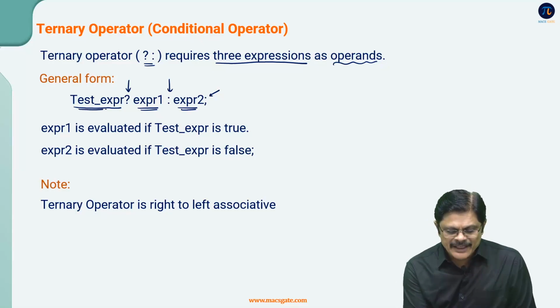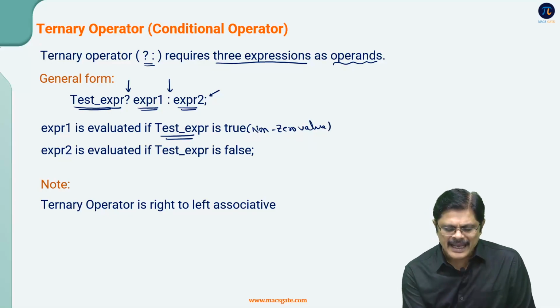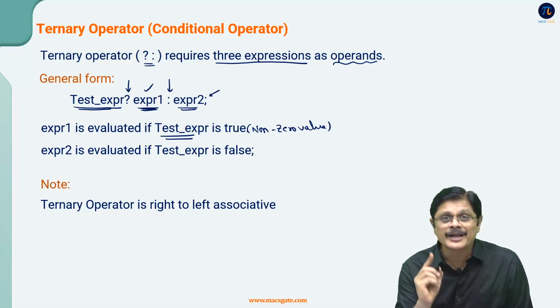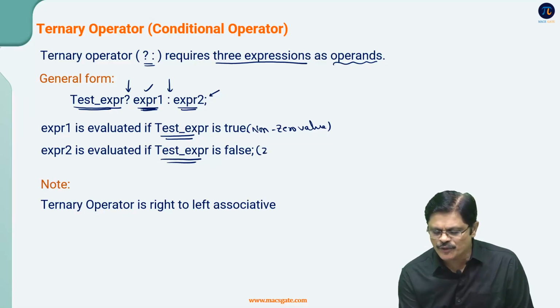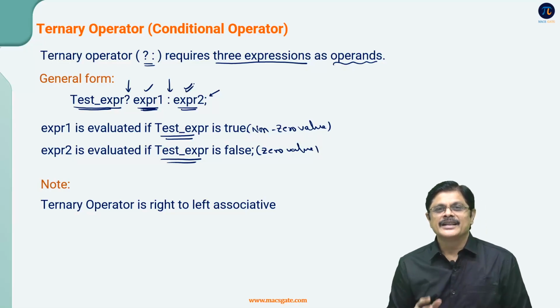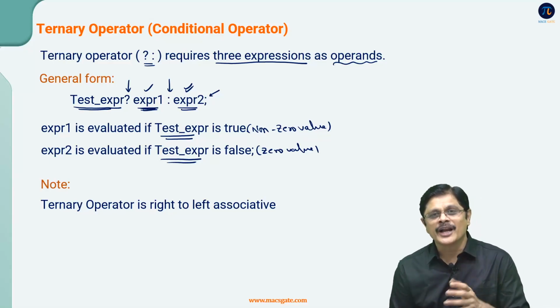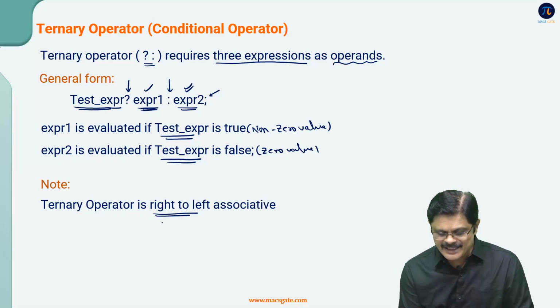Dear friends, if the test expression is true, a non-zero value, then expression 1 is evaluated. True or non-zero value. And if the test expression is false, that is, zero value, then expression 2 is evaluated. That is, based on the test expression, whether it is true or false, expression 1 or expression 2 is evaluated respectively. And one more important point to be noted is that it is right to left associative.